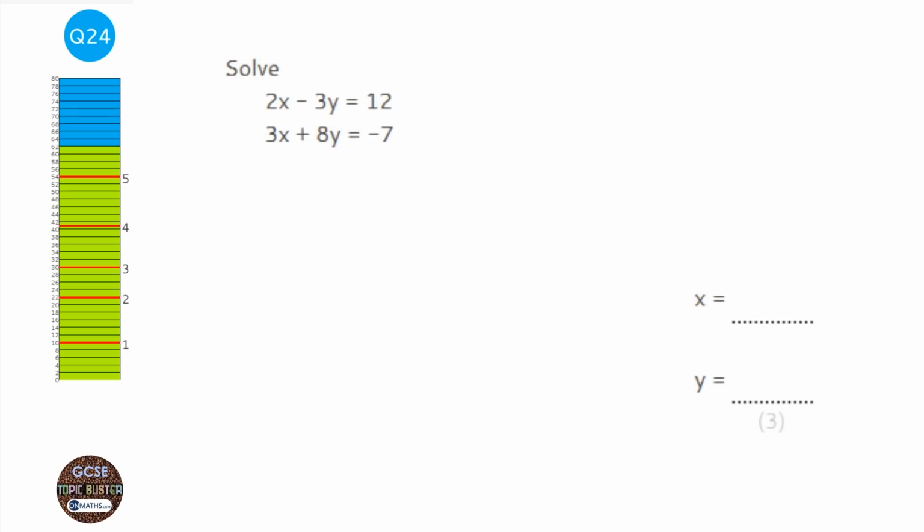Okay, so we've got a pair of simultaneous equations here, and we've got a problem because the coefficients of the x and the coefficients of the y are different, so we need either the x is the same or the y is the same. Now, looking at this, I could times the bottom by 3 and the top by 8 to get the y's the same, but it looks much easier to get the x's the same.